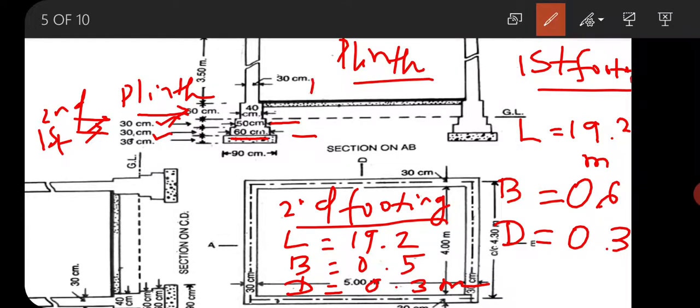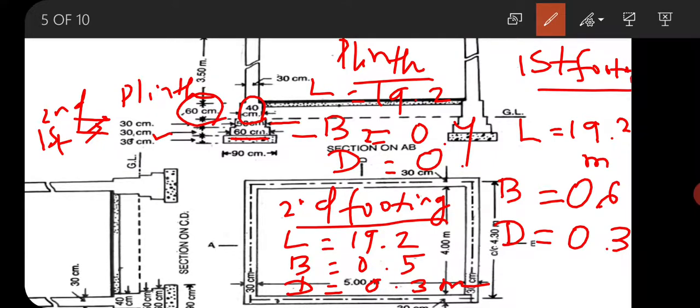Then of plinth. Length is same 19.2. Breadth of plinth wall, you can see here, this is of 40 centimeter. So 0.4. Then what is the depth? Depth of the plinth wall is written as 60 centimeter. So 0.6 meter. Okay. So clear? First footing length, breadth, depth. Second footing length, breadth, depth, and plinth wall length, breadth, depth.